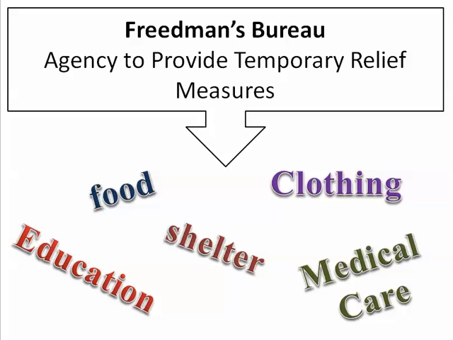The role of the Freedmen's Bureau: it was created as an agency within the War Department to provide temporary relief measures for African Americans, like providing them with food if they needed it, and shelter. Education was a big one, clothing, and medical care. So in giving relief to these freedmen, these were the things they wanted to try to provide for them if they couldn't provide them themselves.